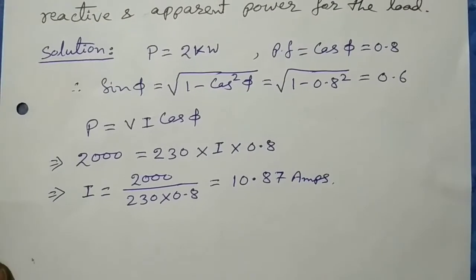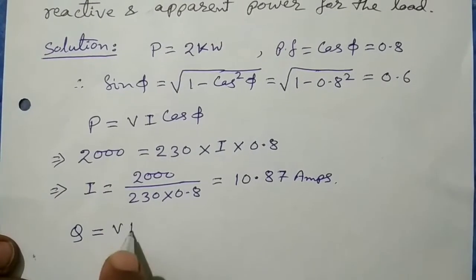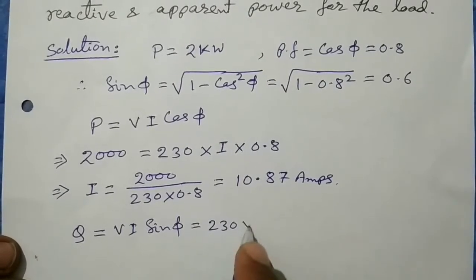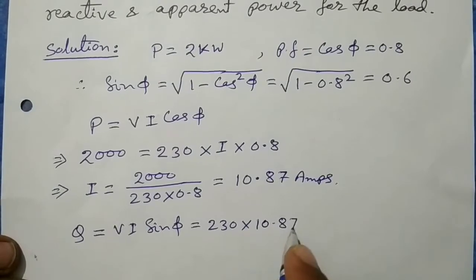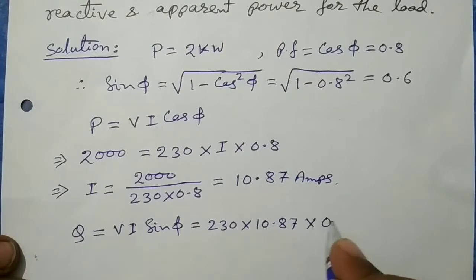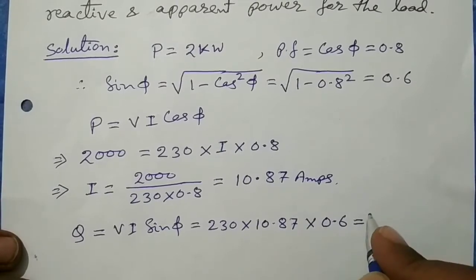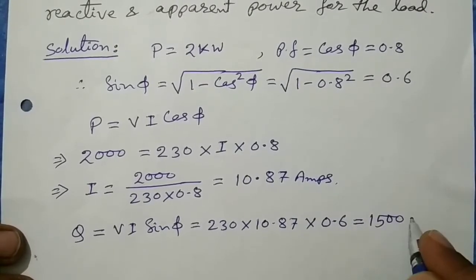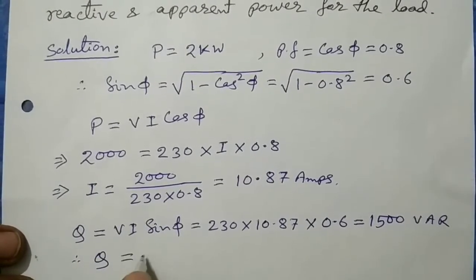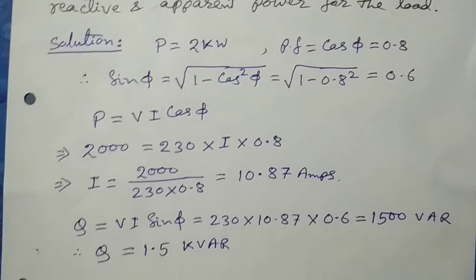Now the reactive power Q is equal to VI sin phi. So it is 230 into 10.87 into sin phi, that we have calculated is 0.6. So the value of the reactive power will be 1500 volt ampere reactive, or we can write Q is equal to 1.5 kVAR, that is kilovolt ampere reactive.